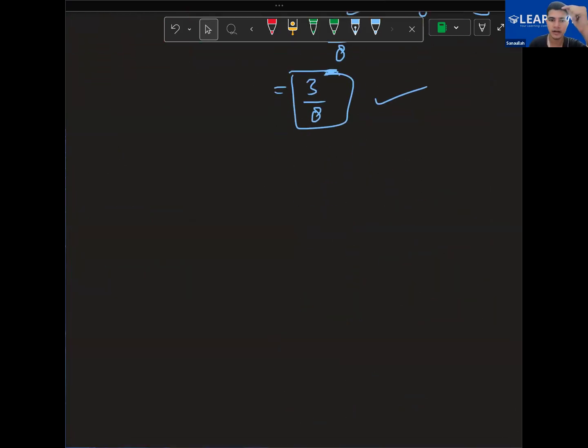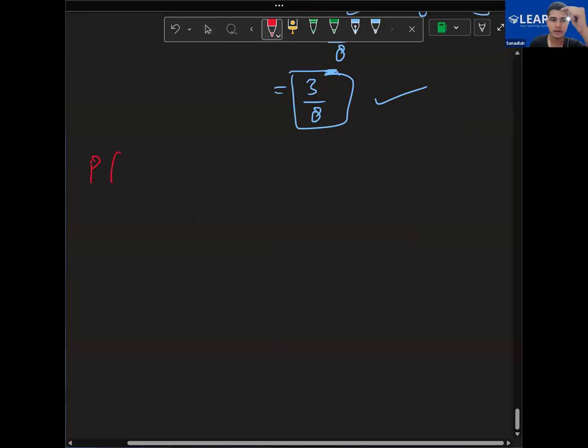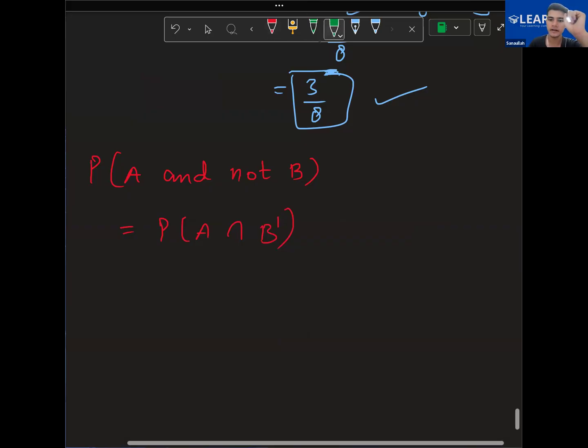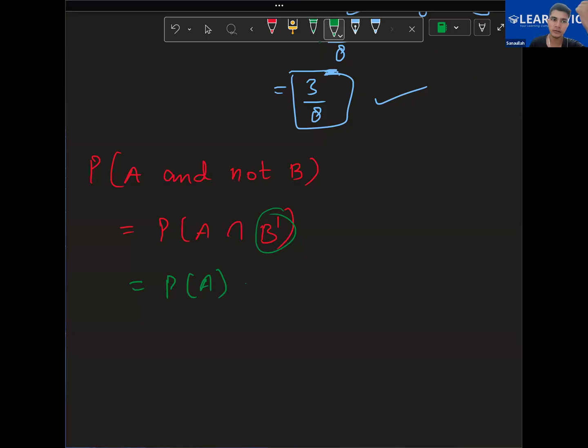अगर आपको ऐसा कुछ बोला गया है, probability of A and not B, that mean you have been asked to find probability of A and means intersection, not B means B complement. And I told you that whatever the complement you have, just subtract the intersection of that part from your A part. That means you are subtracting A intersection B.